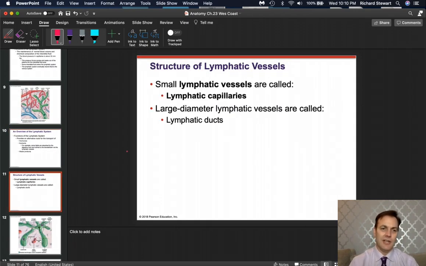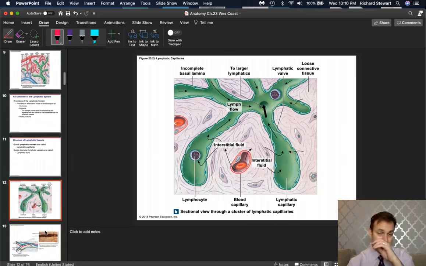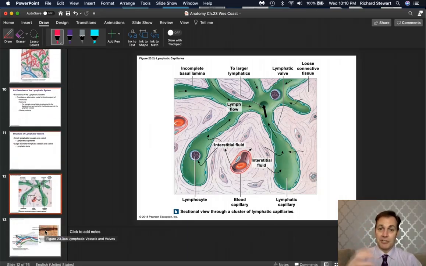Okay. Now, of course, they go from the capillary and they start to get bigger and bigger. Now, as they get bigger and bigger, what we start having in them is going to be some white blood cells. Okay, so these are our white blood cells, our lymphocytes.